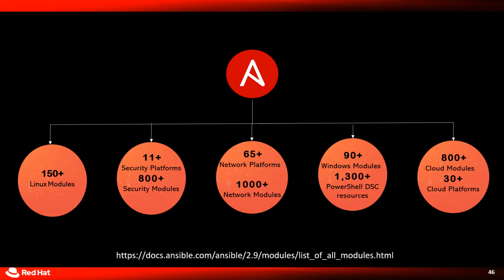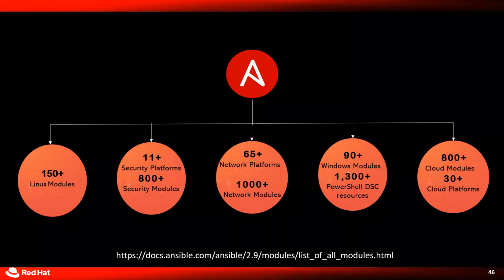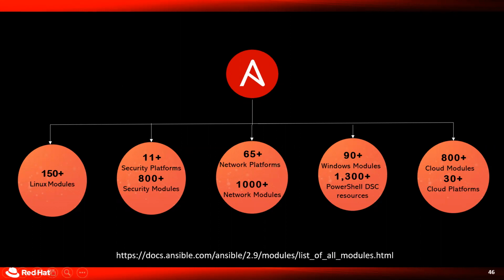Similarly, for networking, you have 1000 plus modules supporting 65 network platforms. In Windows, you have 90 plus modules and 1300 plus PowerShell DSC resources as well. And of course, for the cloud, you have 800 plus modules, and it supports 30 different cloud platforms like Azure, Google, and AWS. I cannot put all the modules inside one slide, so you can always refer to this URL, where you can identify all the list of modules that are currently supported by Red Hat or by Ansible.